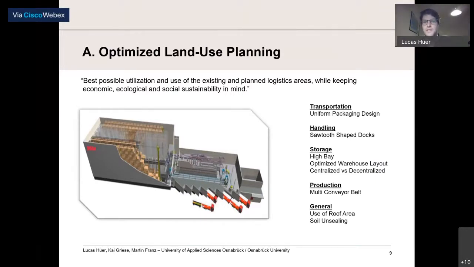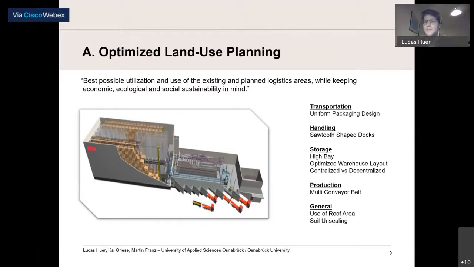Another thing is on the right side, in front of the building, you can see several transport vehicles and the handling. So the step where the products are converted from the warehouse to the transport or vice versa is done here very efficiently, space saving, since the docks are shaped in a sawtooth kind of way. This just increases the usage of the space in front of the warehouse.